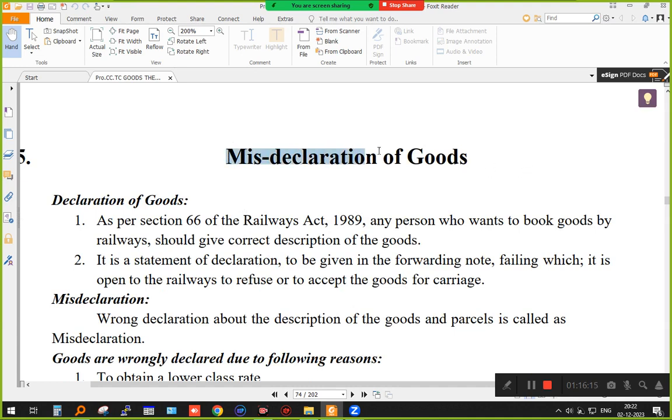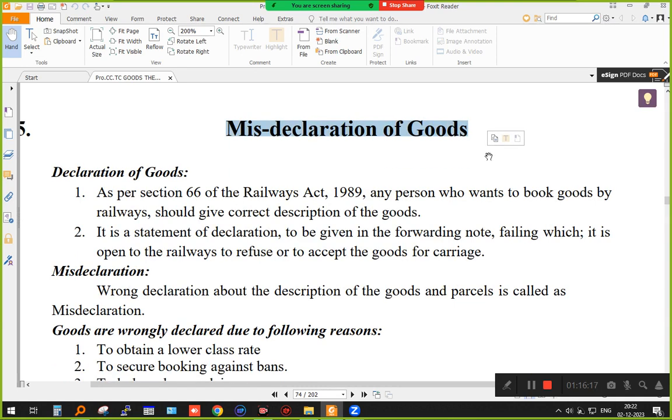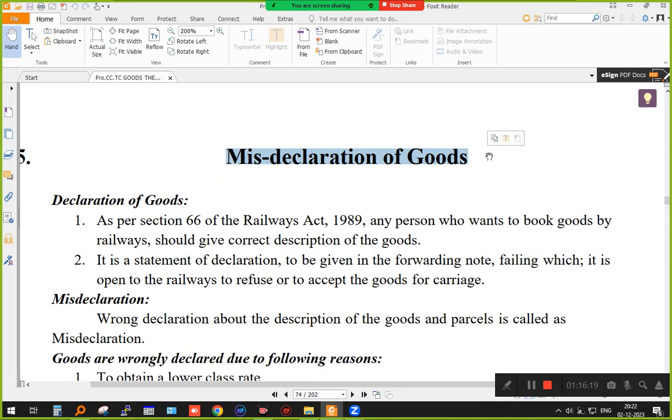Misdeclaration of goods. What is misdeclaration of goods? That means goods have been wrongly declared to be carried by rail. Why do they tell that? What are the problems? Let us see in detail.